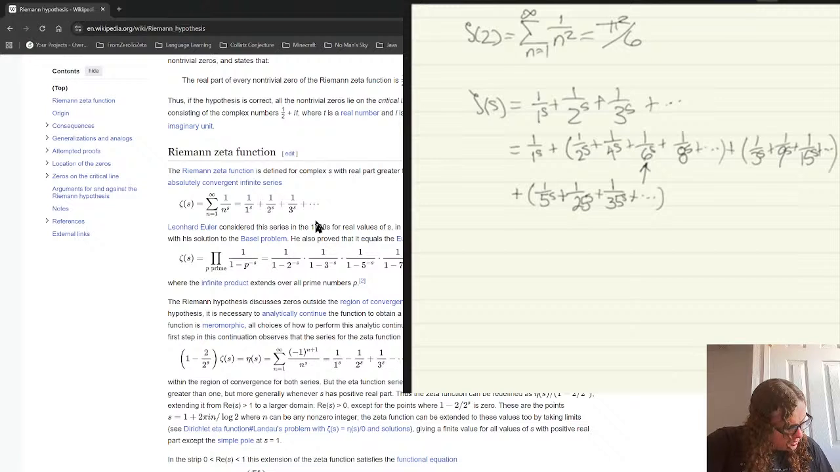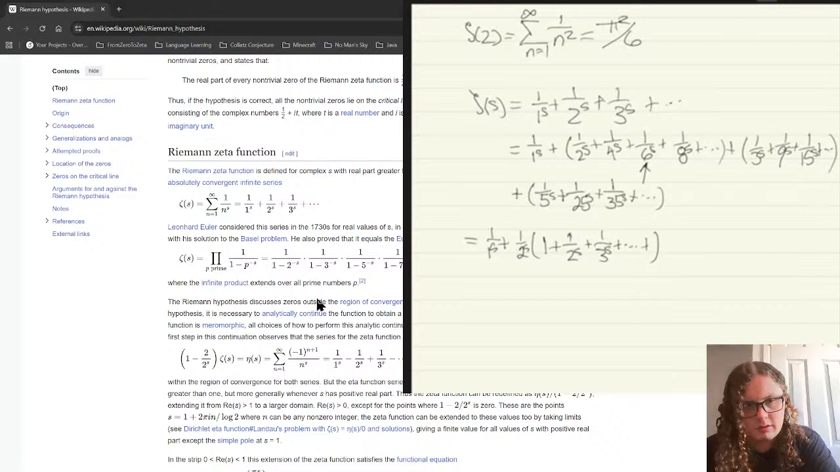Now, if we factor this, let's see, we get 1 over 2 to the s times 1 plus 1 over 2 to the s, 1 over 3 to the s.